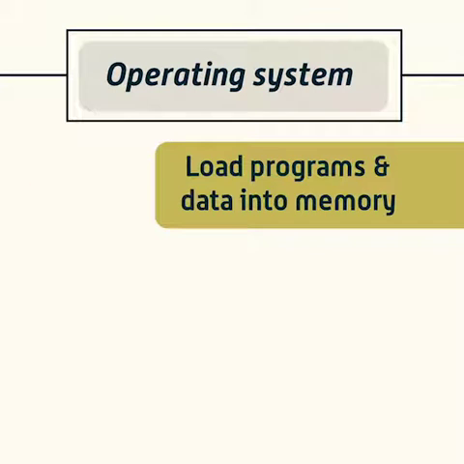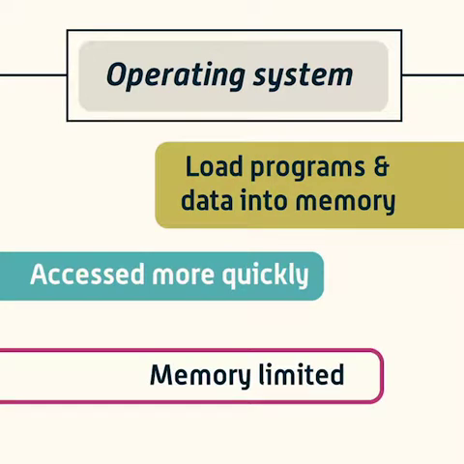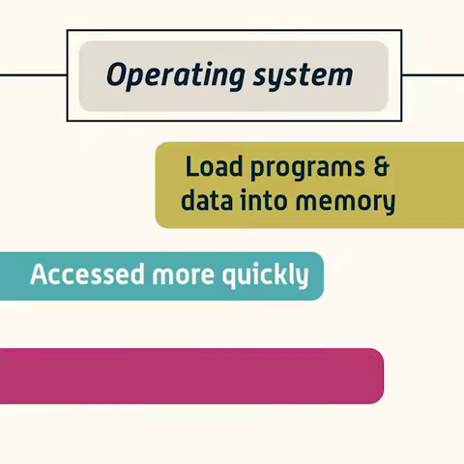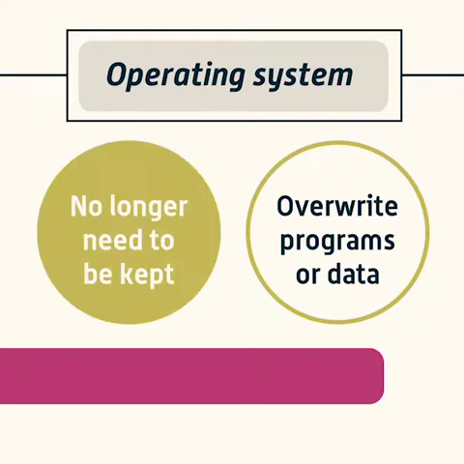Another role of the operating system is to load programs and data into memory, where they can be accessed more quickly than in backing storage. However, because memory in any computer system is limited and will become full sooner or later, another thing the operating system does is to overwrite any programs or data that no longer need to be kept in memory.